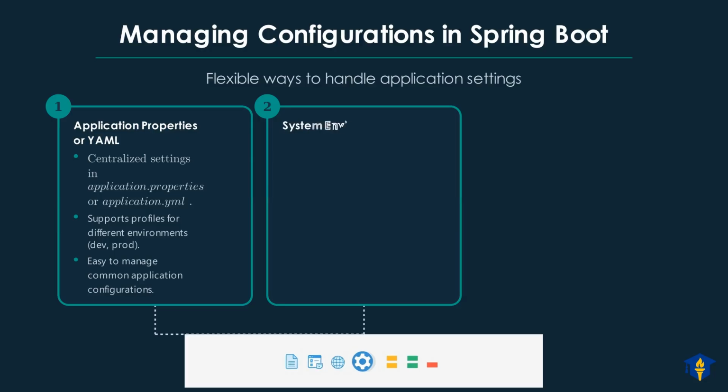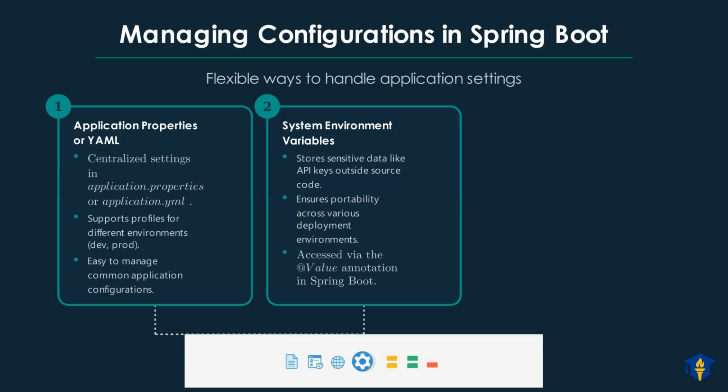Next, we can use system environment variables, especially for sensitive data. They securely store sensitive data, like API keys, outside your application's source code. This ensures your application remains portable and adaptable across different deployment environments. In Spring Boot, these variables are typically accessed using the @value annotation.